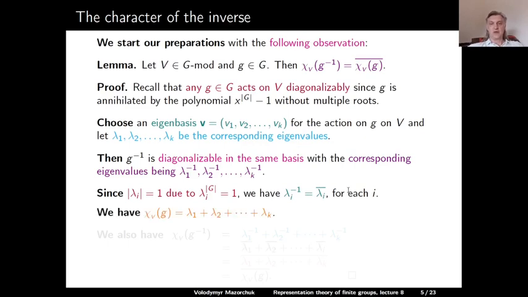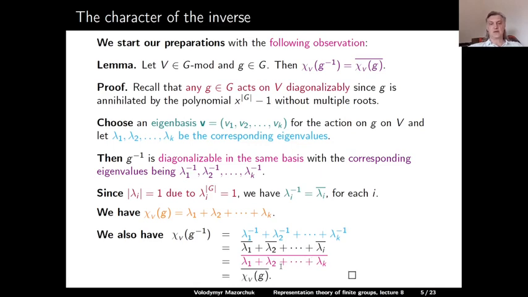So now we can simply compute the characters. The character of V evaluated at g is just the sum of the eigenvalues lambda 1, lambda 2, and so on lambda k. And the character of V evaluated at g inverse is the sum of the eigenvalues for g inverse, so lambda 1 inverse plus lambda 2 inverse plus and so on plus lambda k inverse. So each lambda i inverse is just the complex conjugate of lambda i. And the complex conjugate is an additive function. So we get the complex conjugate of the sum of all lambda i's, which is exactly the complex conjugate of the value of the character of V at g.